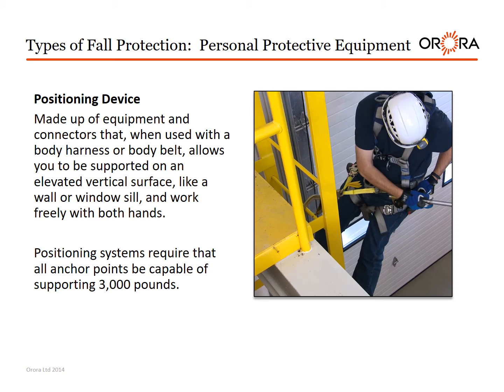Positioning device. Made up of equipment and connectors that, when used with a body harness or body belt, allows you to be supported on an elevated vertical surface, like a wall or windowsill, and work freely with both hands. Positioning systems require that all anchor points be capable of supporting 3,000 pounds.